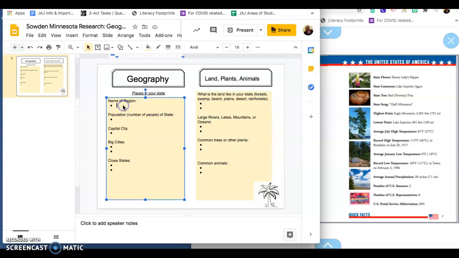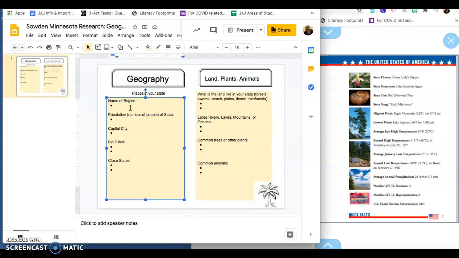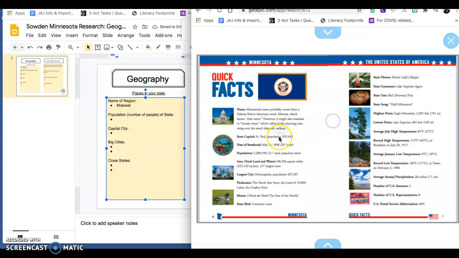So the name of the region is, and we're going to go to our facts book here, and we are in our region. If you remember back last week when we were doing the region slides, we are in the Midwest region. And remember, you're going to be filling out yours just like this with Minnesota for now.